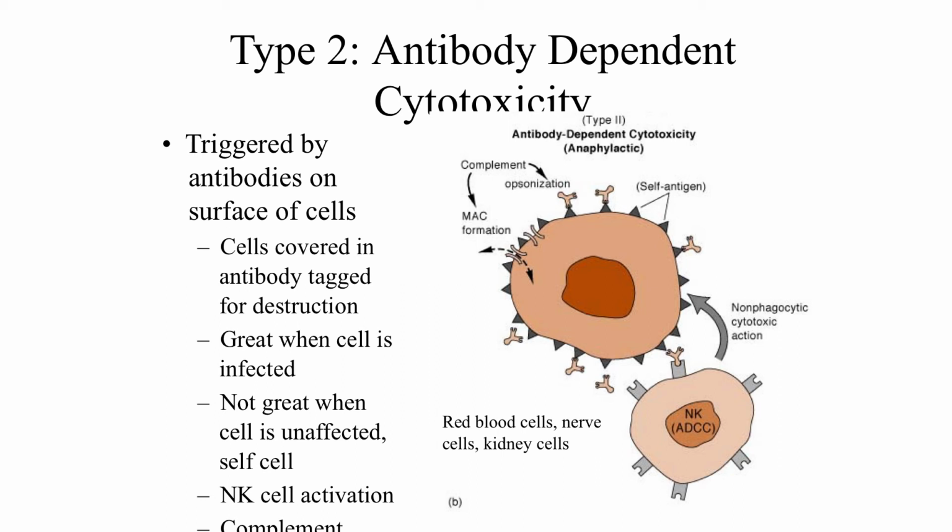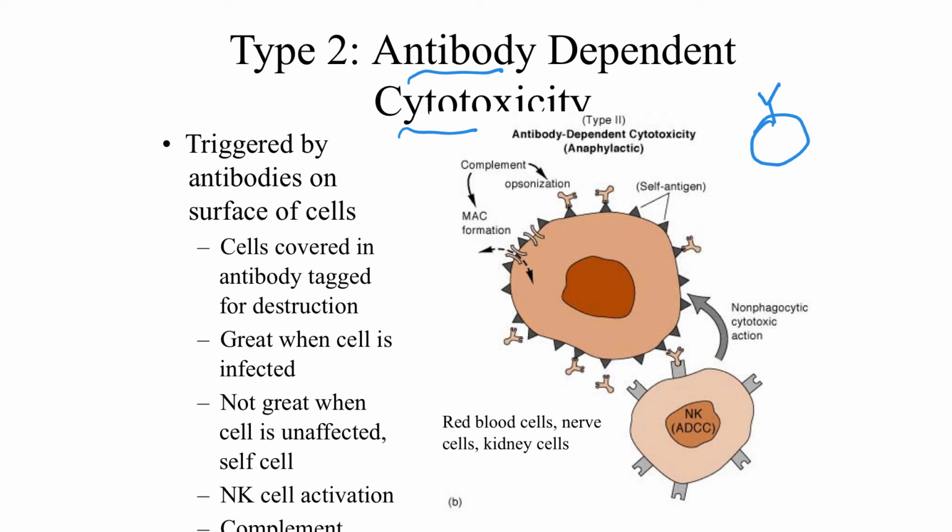Moving on, the type 2 hypersensitivity, I'm sorry, these words are all messed up, is called antibody-dependent cytotoxicity. So toxicity to cells. This is a way that the body typically acts, remembering that any cell in the body that is covered in antibody is tagged for destruction.